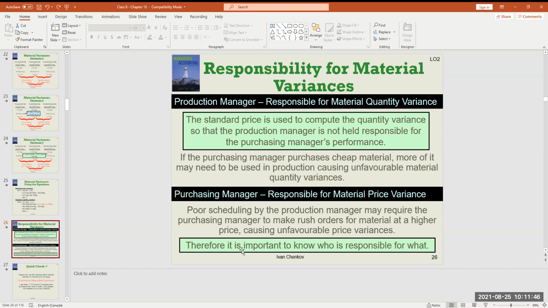Yes, the purchasing manager did his job. He saved money on the purchasing, but did he actually save money? No. Since he bought the lower quality material, now the production manager is facing the problem with the lower quality material. So he has to use more material. Make sense?